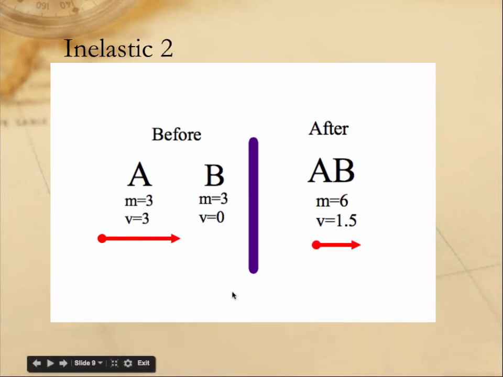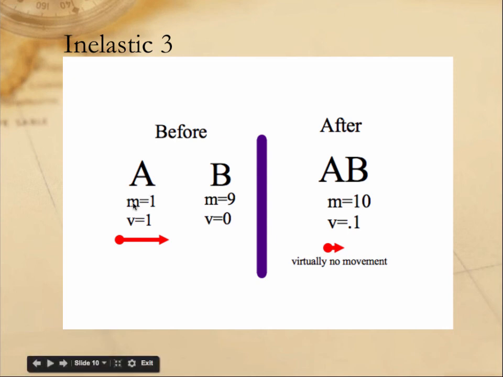In inelastic collision 2, you have a large mass moving at a large velocity, hit something that is not moving with the same mass. When the two of them stick together, they'll continue to move, but at a much slower velocity because they have a larger mass together.